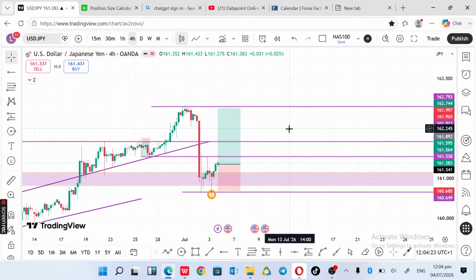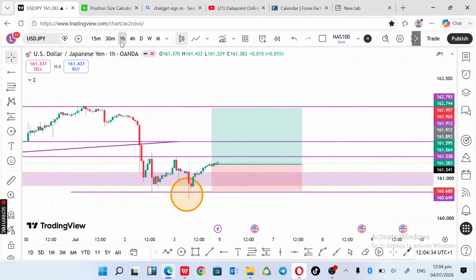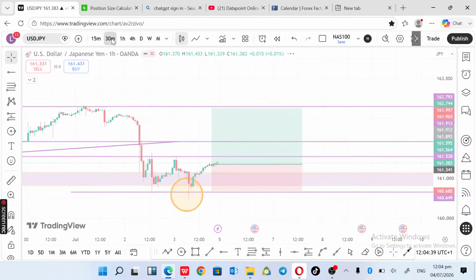Now, is this one not green? You see this place now? There is a retracement. Now let's go back to lower time frame. Do you see the retracement again? It's shorter. Let's go back.